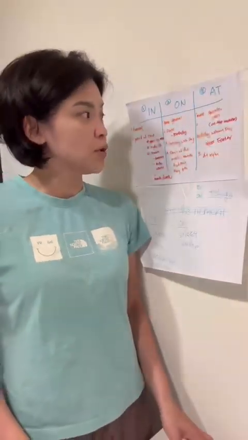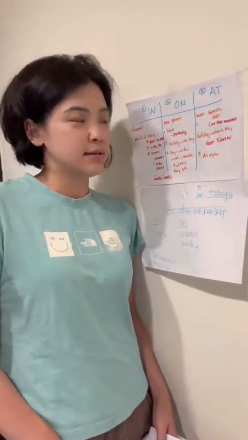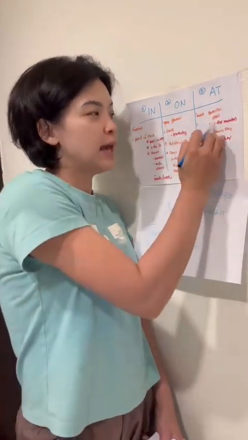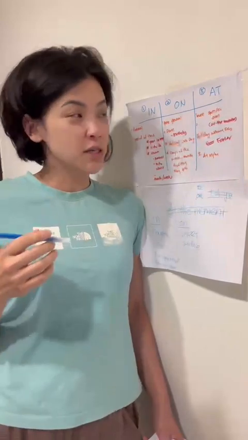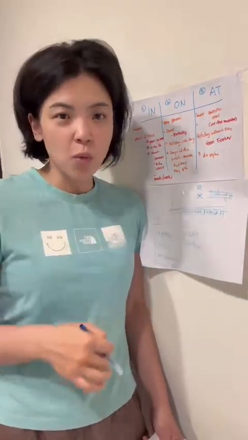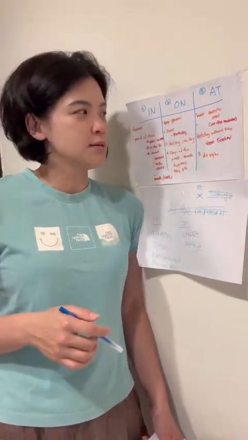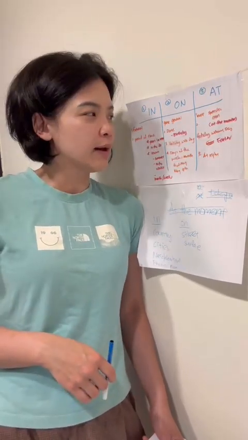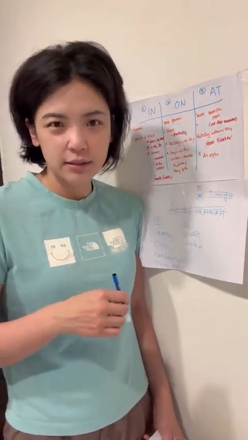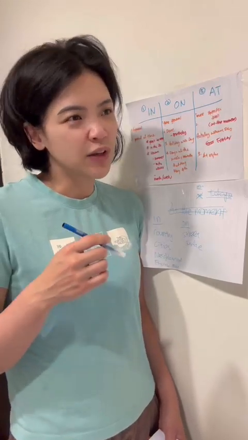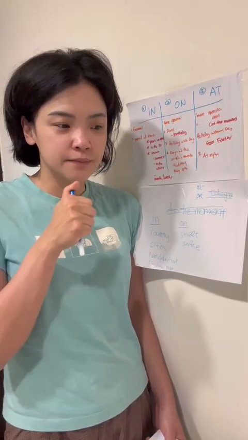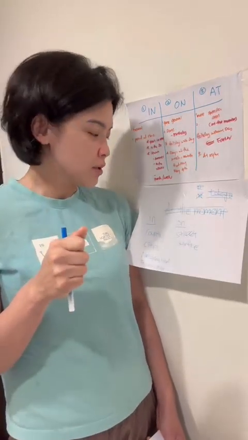Okay? So last one: at. It's more specific. Have you heard of ATM? It's more specific. It's at this moment. At the moment. All right? Like at night. At Easter, I will go egg hunting.